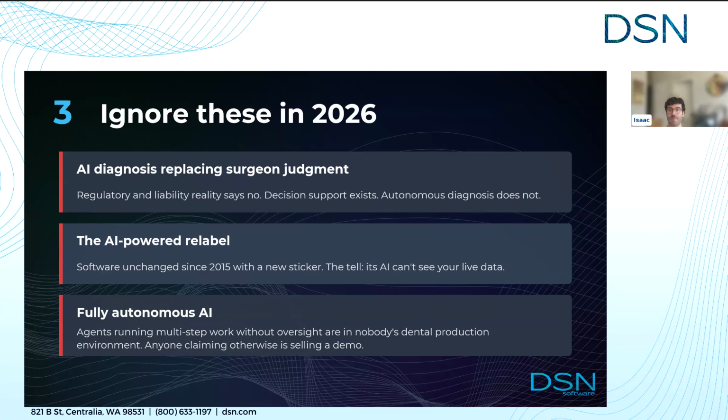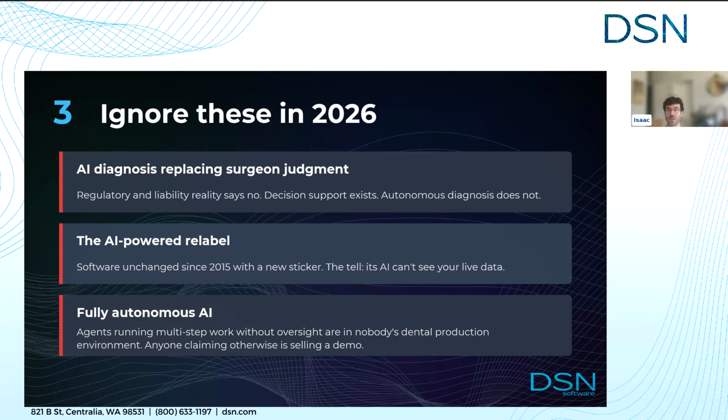Number two, the AI-powered relabel. This is software that has not meaningfully changed in a decade. Now with AI and the logo and a higher price. And here's the tell. Ask whether AI can see your live data. If the answer is no, you're looking at a relabel.